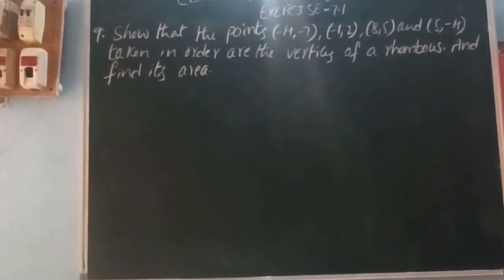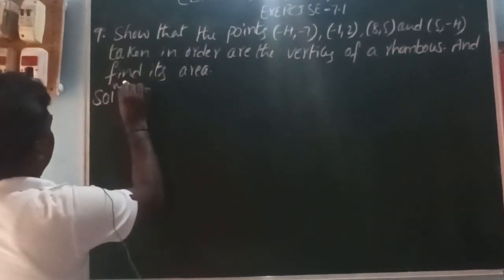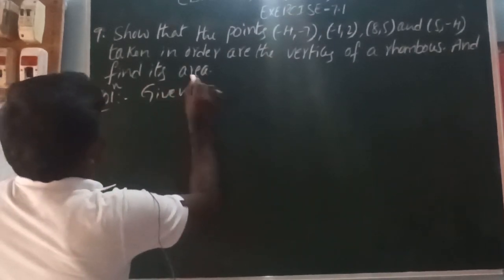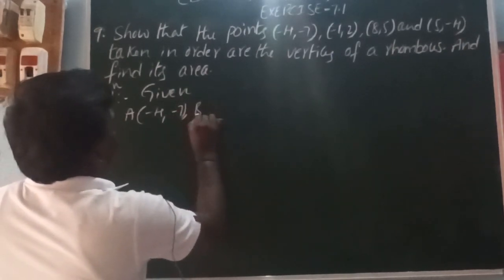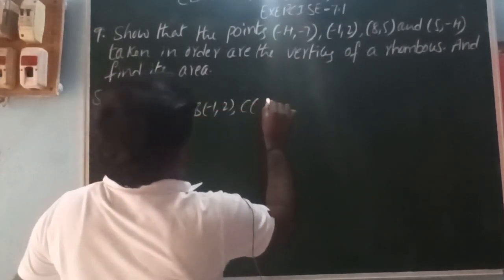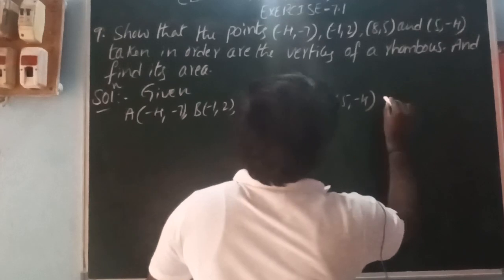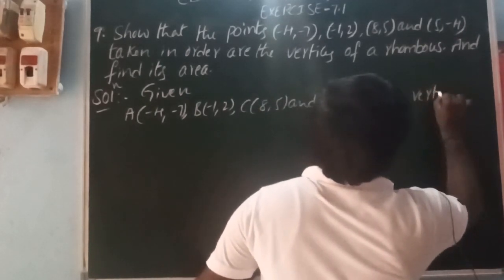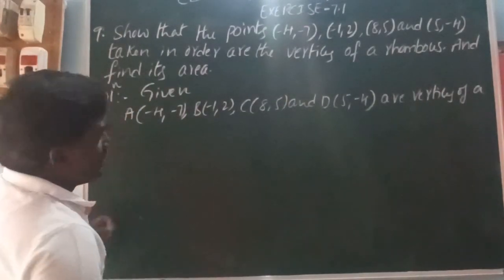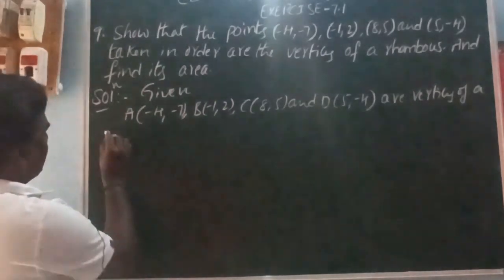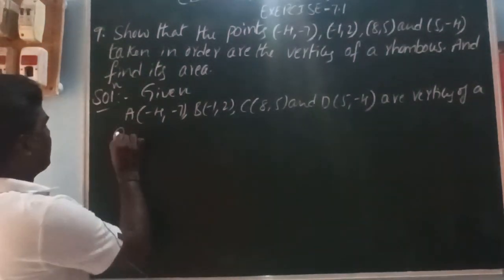So here, first, given A (-4, -7), B (-1, 2), C (8, 5) and D (5, -4) are the vertices of a quadrilateral. They are asking us to prove it is a rhombus. Okay, let us take these as the vertices of a quadrilateral.